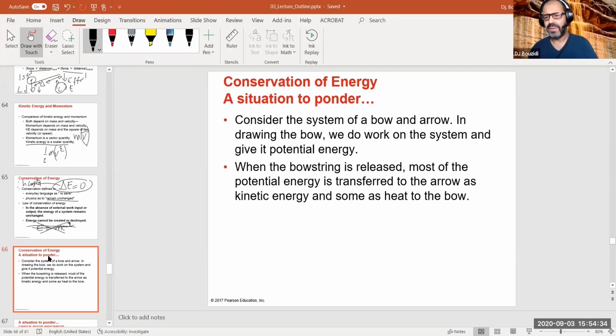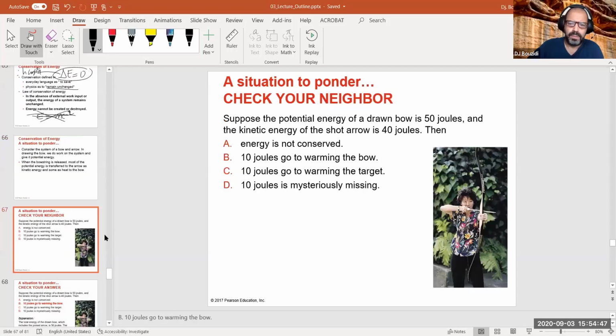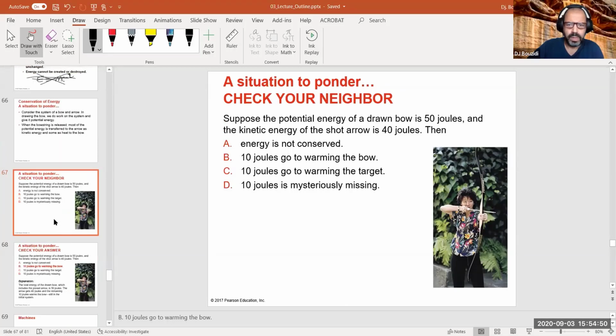It's going to go traveling with the kinetic energy. Plus, of course, in every single process, even during the pulling stage where you're building up your energy in the system, there are dissipative processes in terms of heat and friction and things like that. So this is the example they're talking about. Suppose the potential energy of the draw is 50 joules and the kinetic energy of the shot is 40 joules, then the energy is not conserved, or 10 joules go to warming the bow, or 10 joules go to warming the target, or 10 joules is mysteriously missing. So in this case, it must be in some sort of heat, okay?